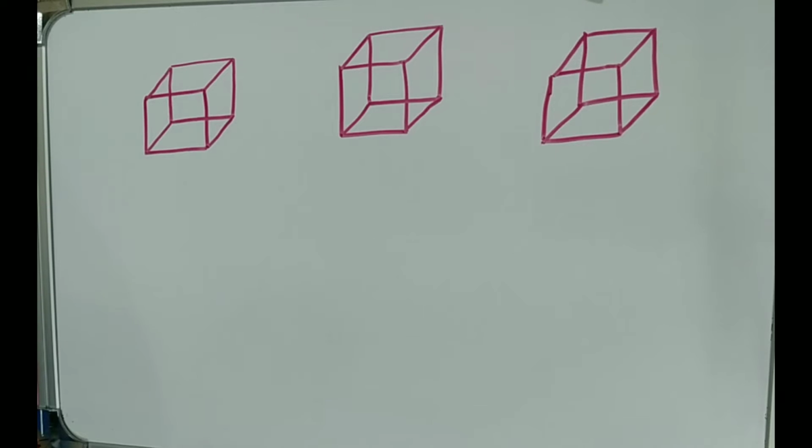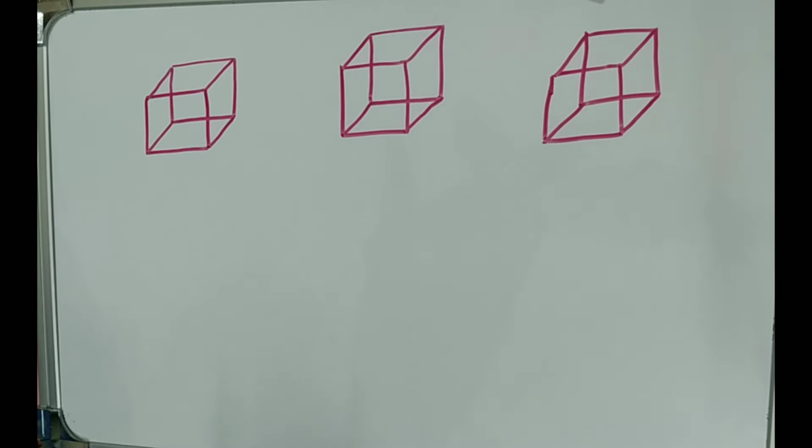I have drawn 3 unit cells. Unit cells, they are a part of the crystal lattice. So 3 unit cells are drawn. Let us find the number of atoms in the unit cells. Okay, we are finding the number of atoms in the unit cell.